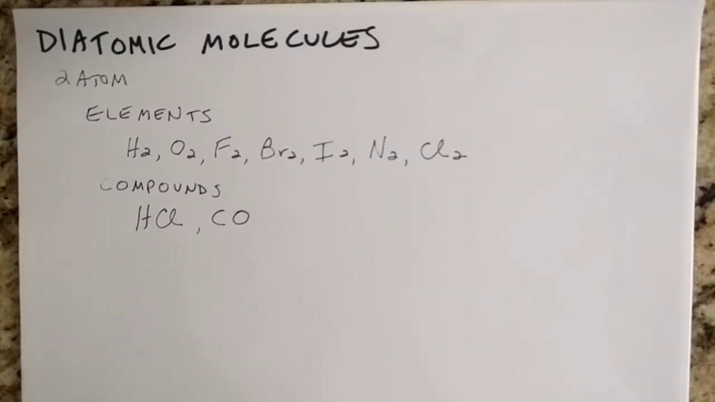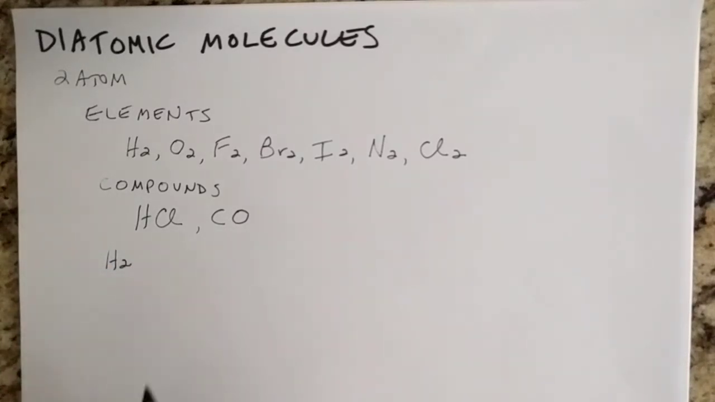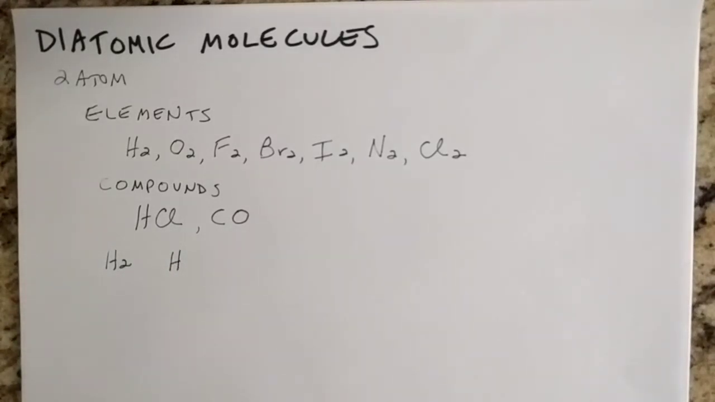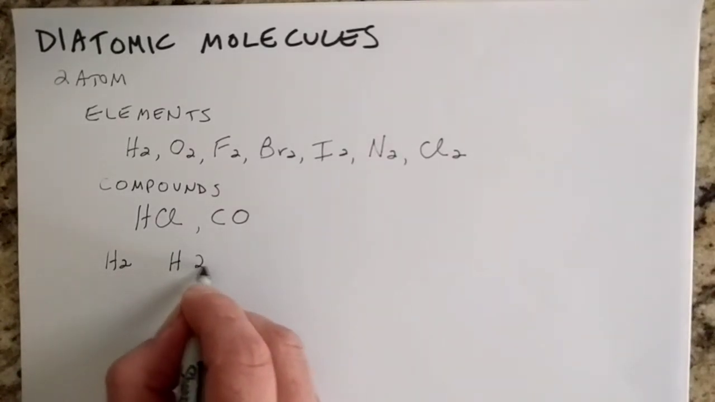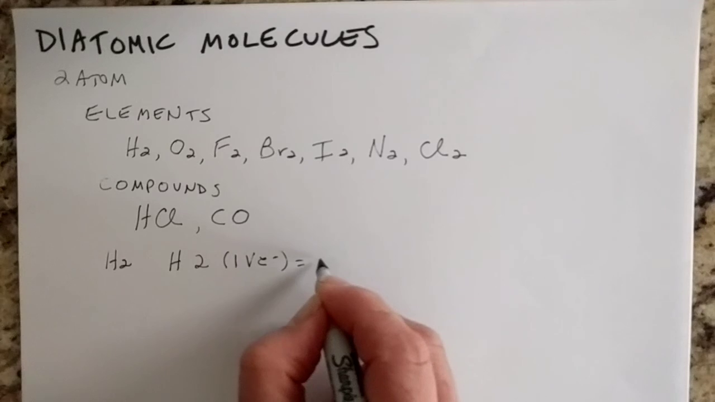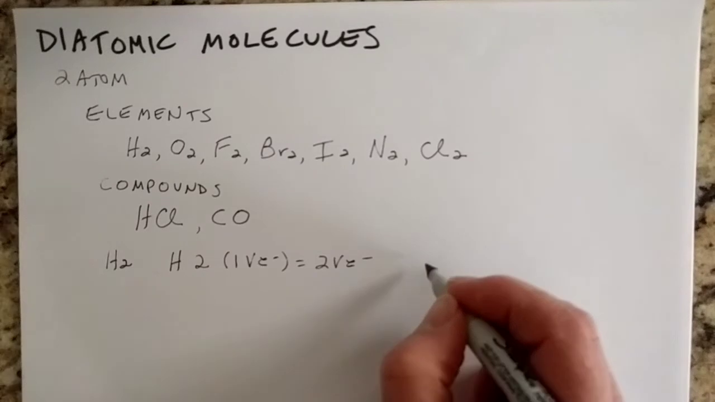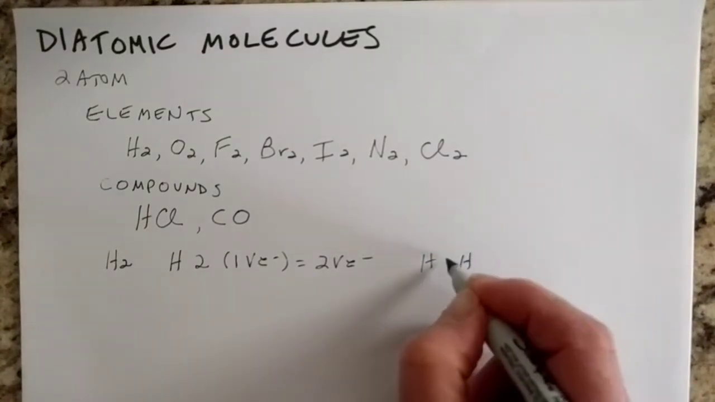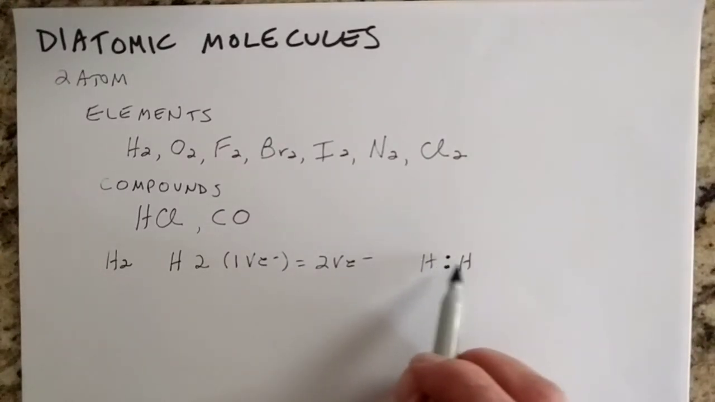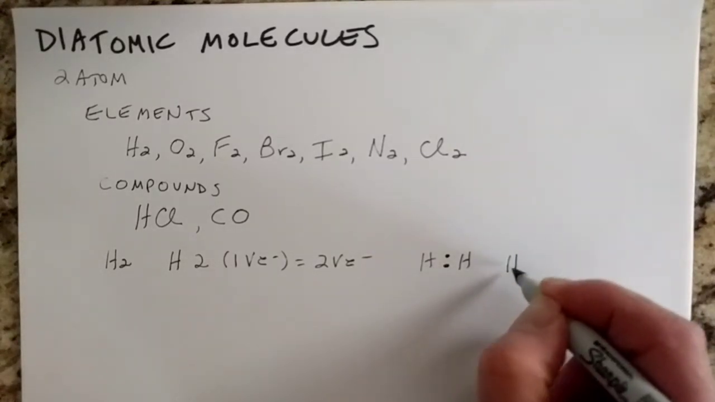So let's take a look at our simplest molecule, hydrogen, H2. And we will do the Lewis structure for that. So remember, to do Lewis structures, we need to count up the valence electrons. So we have hydrogens, we have 2 of them. Each hydrogen has 1 valence electron. So we have a total of 2 valence electrons in our molecule. So we put our hydrogen symbols, and then we put in our electrons. And these 2 electrons are being shared with each other for a single bond. And we could also write that as H-H.